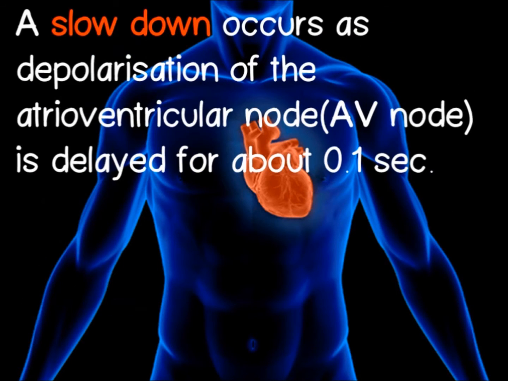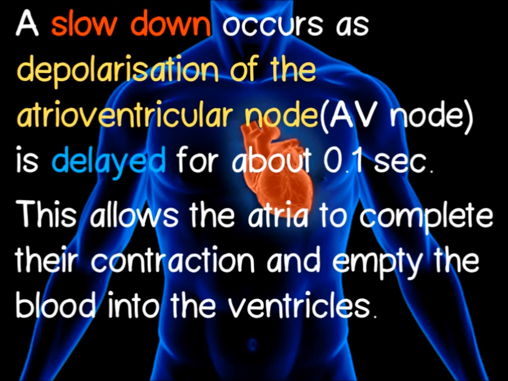A slowdown occurs as the depolarization of the atrioventricular node, the AV node, is delayed for about 0.1 second. This allows the atria to complete their contraction and empty the blood into the ventricles.